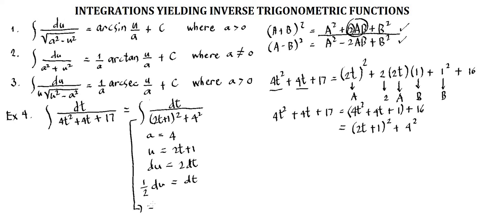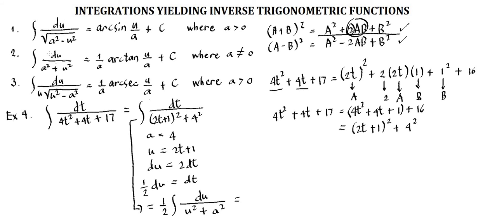So, kaya rin nun, itong ating problem ay susulat natin in terms of u, in terms of a squared plus u squared. So, meron tayong integral sign. And then, meron tayong dt. But dt, it is equal to 1/2 du. So, yung 1/2 ay constant. Lalabas na natin, divided by 2t plus 1 squared. But 2t plus 1 equals u. Kaya magkakaroon tayo ng u squared. And then, plus 4 squared. Yung 4 equals sa a. Kaya magkakaroon tayo ng a squared.